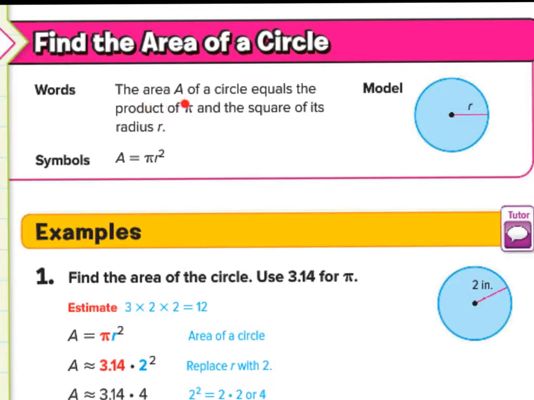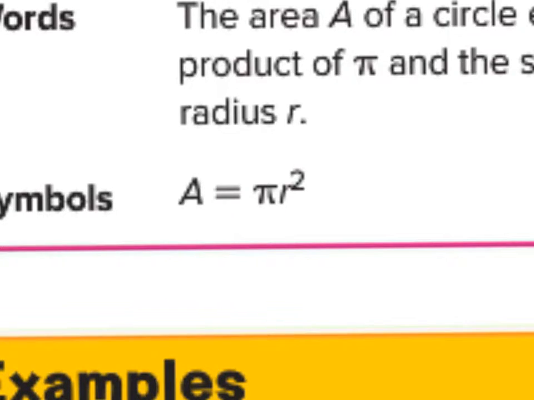The area of a circle equals the product, the multiplication, of pi and the square of its radius. So we take the radius and we square it. We multiply it times itself, then times pi, and that'll give us our area. As you can see here, area equals pi times radius squared. Please take the time to memorize this formula where area equals pi times radius squared.